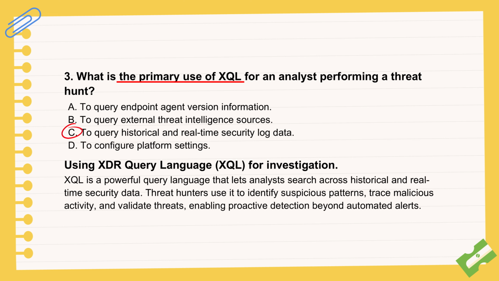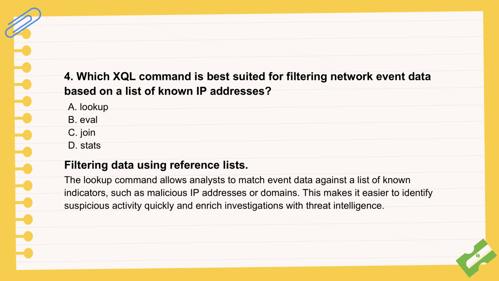That's incredibly powerful. Let's make it practical for a sec. Imagine an analyst needs to filter network event data, but they need to filter it based on a dynamic list of known malicious IP addresses, maybe from a real-time threat intel feed. How would they do that efficiently using XQL? Is there a specific command?